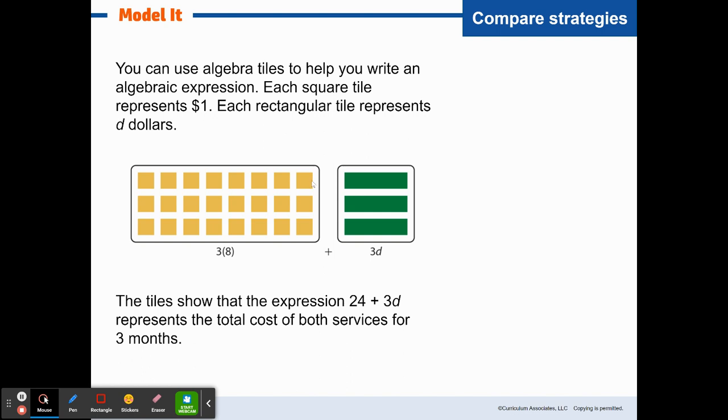And we have 8 in each row. So 3 rows of 8. And if we add that all together, of course, we get 24, right? And then we know we want 3 months of service, so that's why they continued with the 3 rows. We just aren't sure how many squares go in each row, so we leave that as an unknown. So this model would represent 24 plus 3D. So that is one way to find the expression.